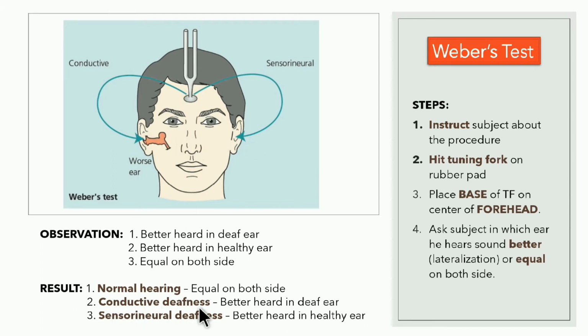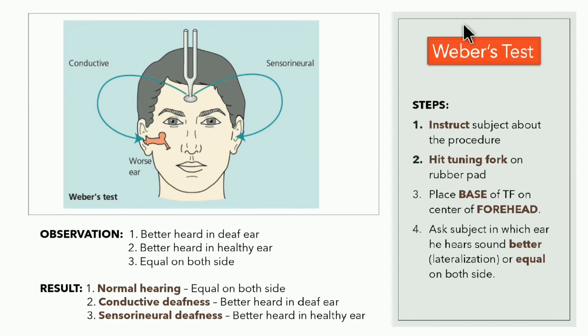In conductive deafness, what will happen? The person will complain that he is hearing better in the deaf ear. That means he is hearing better in the ear in which he is having the complaint. In sensorineural deafness, the person will complain that he is hearing better in the healthy ear. So in sensorineural deafness, as I said, air conduction and bone conduction both are defective. So the person will hear better in the healthy ear.